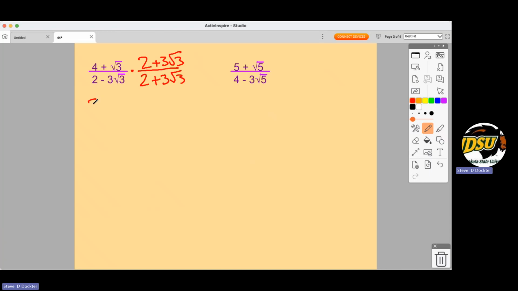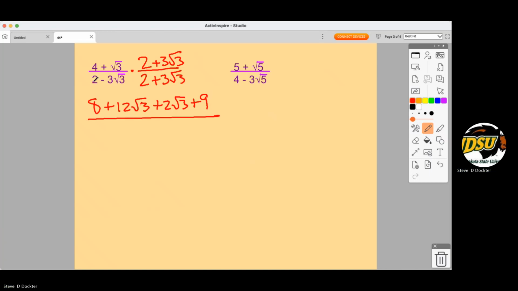4 times 2 is 8. 4 times 3 square roots of 3 is 12 square roots of 3. Our inners is square root of 3 times 2, so that's a positive 2 square roots of 3. And then our last, square root of 3 times 3 square roots of 3. Square root of 3 times square root of 3 is 3, times 3 is 9.